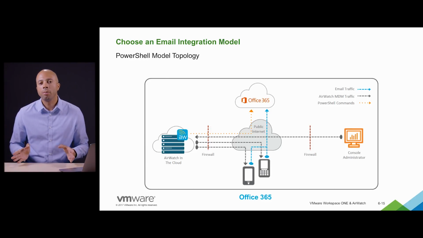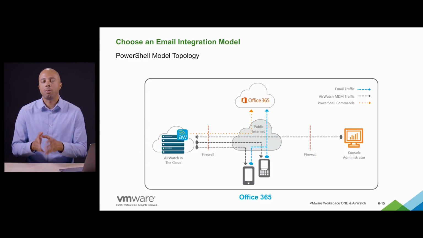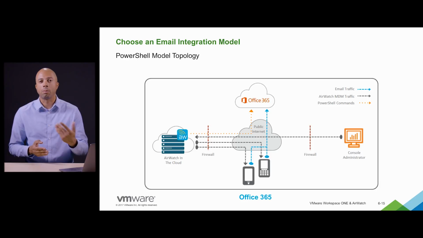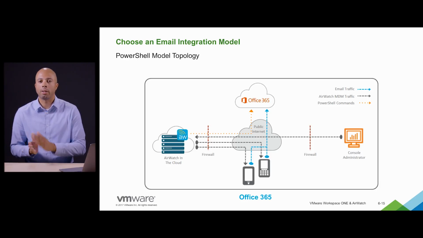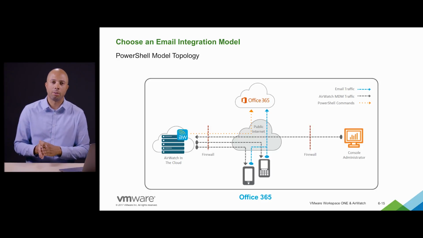Let's take a look at the flow. We have a device. We have 365 in the cloud. The device enrolls into AirWatch. AirWatch in the cloud pushes down an Exchange ActiveSync profile, configured for the user on the device. It says if you want your email, talk directly to Office 365 in the cloud.